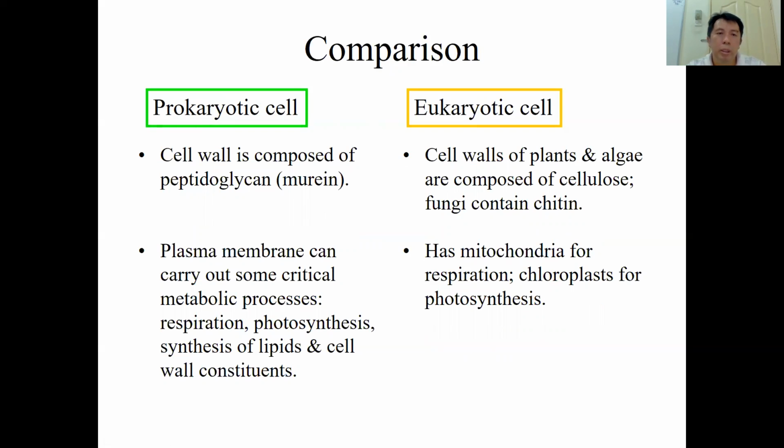The cell wall in prokaryotic cells is composed of peptidoglycan. As you know, normally it is glycoprotein, carbohydrate and protein, is a type of this. So that's why we call it peptidoglycan. Don't worry, the structure is not in your syllabus. In eukaryotic cells, only the plants and algae have a cell wall made up of cellulose, whereas fungi contain a cell wall made of chitin.